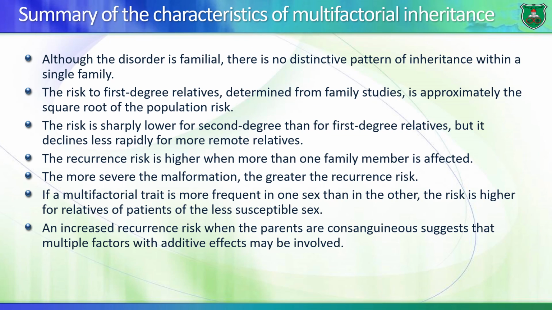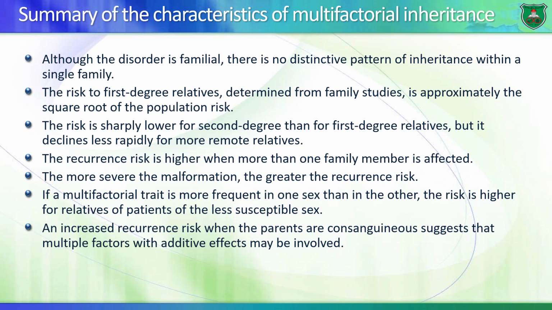So let's go over some characteristics of multifactorial inheritance. One, although the disorder is familial, there is no distinctive pattern of inheritance. So it's not clear-cut again. It's not like you say, this person has these genetic polymorphisms or whatever, then this person is destined to be affected by that condition. The risk to first-degree relatives determined by family studies is approximately the square root of the population risk.